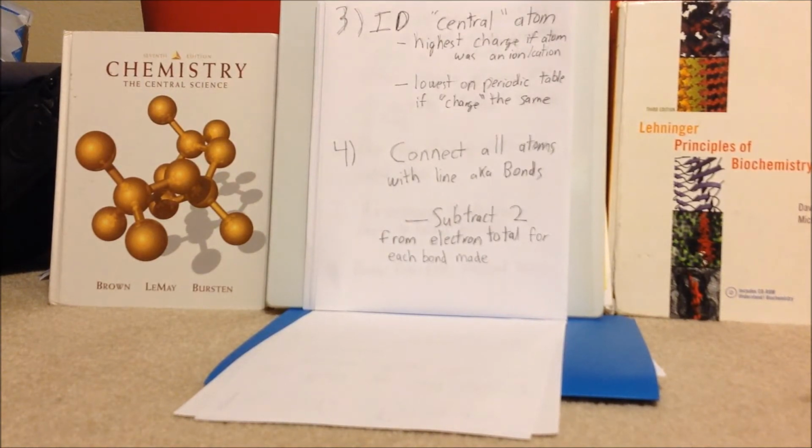Moving on to the next step in the process. So you have an electron total, you have decided what the central atom is. You draw it on the paper, and you connect all the atoms to the central atom with a line. This line is also known as the bonds. The bonds are counted as 2 electrons, just like the puzzle method. So from your electron total, you will subtract 2 for each bond made. So if you join 2 atoms to the central atom, you will subtract 4 from your electron total. We'll see this more in the examples as we go on.